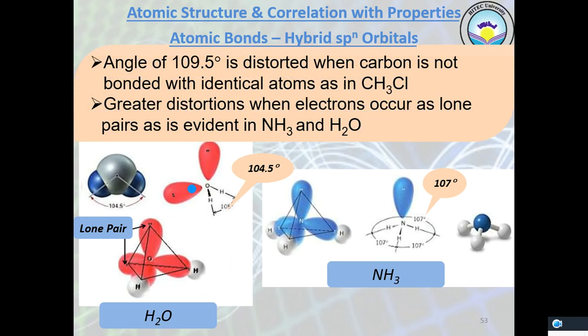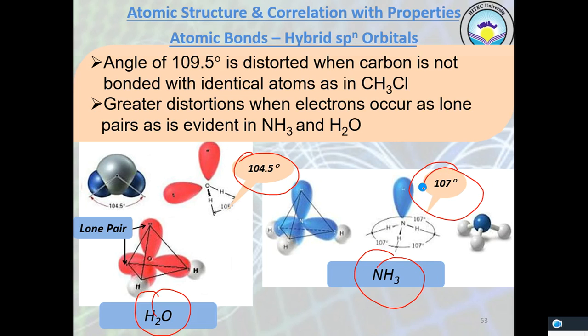So in case of sp3 orbitals, for example, in case of H2O, you can see the interatomic angle is 104.5 degrees. And in case of NH3, this angle is 107 degrees. So the angle of 109.5 degrees is distorted when carbon is not bonded with identical atoms, as in CH3Cl. Greater distortions occur when electrons are present as lone pairs, as is evident in NH3 and H2O.